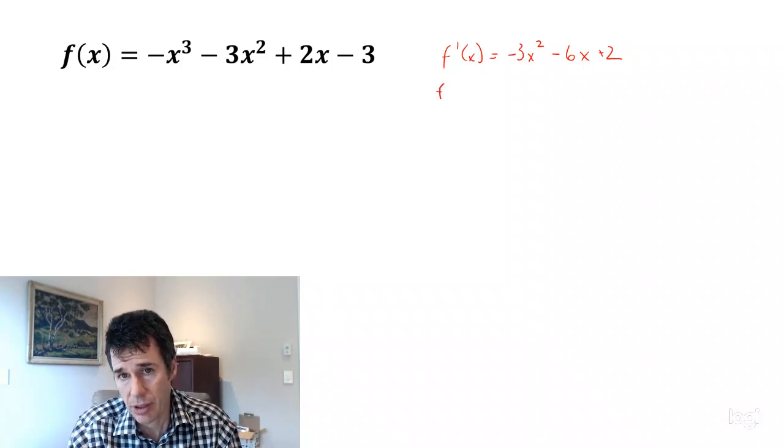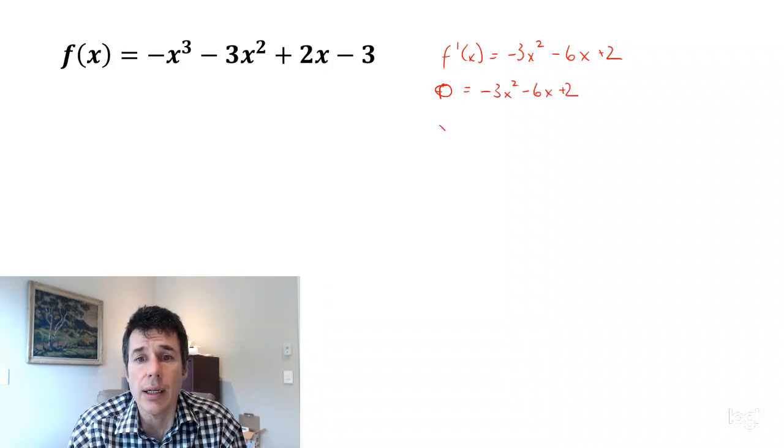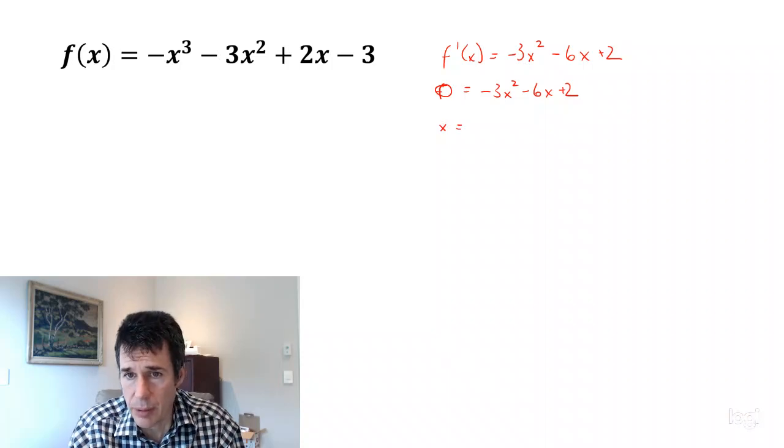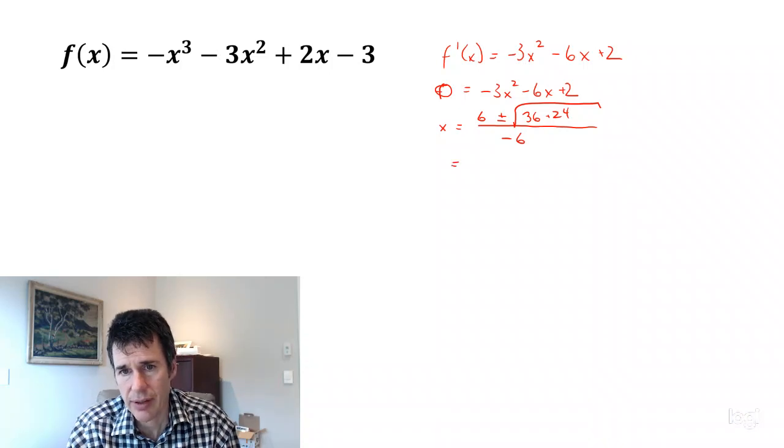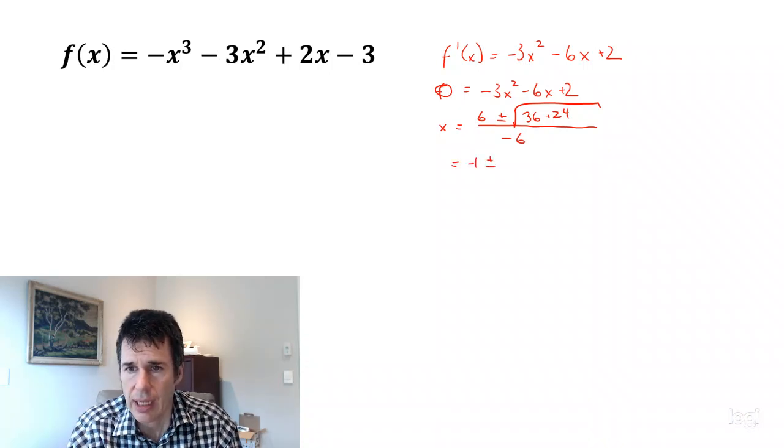We're going to create a sign chart, right? 0 equals negative 3x squared minus 6x plus 2. Use the quadratic formula, negative b, so that's 6, plus or minus the square root of b squared minus 4ac, that's 36. It's going to be plus 6 times 4 is 24, over 2a, which is negative 6. So that's negative 1 plus or minus square root of 15 over 3. So these are the critical numbers.